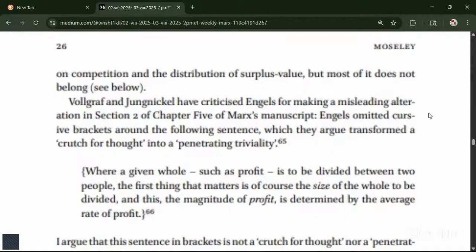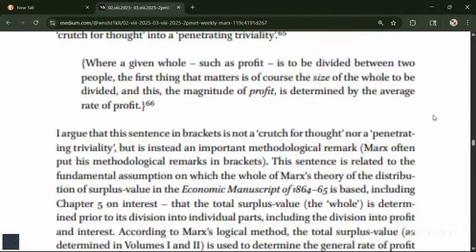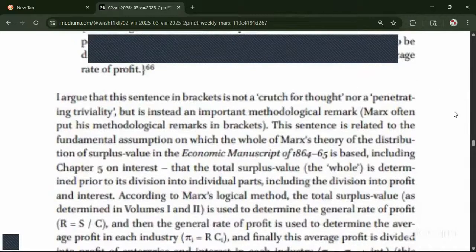Note 66. I argue that this sentence in brackets is not a crutch for thought nor a penetrating triviality, but is instead an important methodological remark. Marx often put his methodological remarks in brackets. This sentence is related to the fundamental assumption on which the whole of Marx's theory of the distribution of surplus value in the economic manuscripts of 1864 to 65 is based, including Chapter 5 on interest, that the total surplus value, that is, the whole, is determined prior to its division into individual parts, including the division into profit and interest.